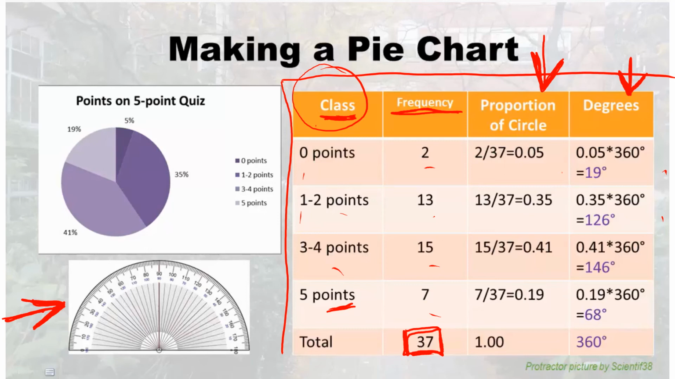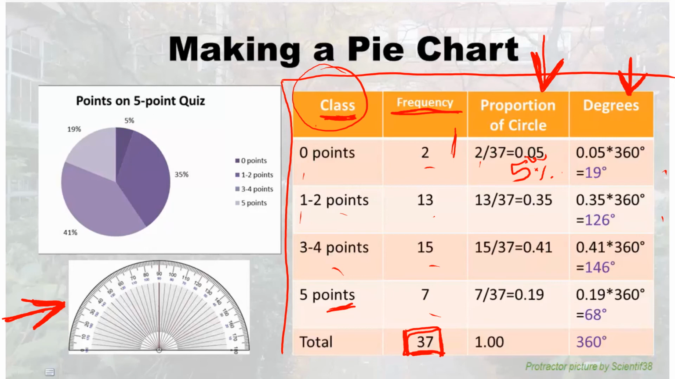All right, next, we're gonna figure out the percentages or the proportion of the circle that each class or each frequency is gonna occupy. So what you're gonna do is take your frequency from this side and divide that by the total. For the first class, 0 points, we got 2 divided by 37, which is going to be 0.05, and essentially this is 5%. Just if you didn't know, what you do is you move the decimal to the right two times, and that is how you get your percent.